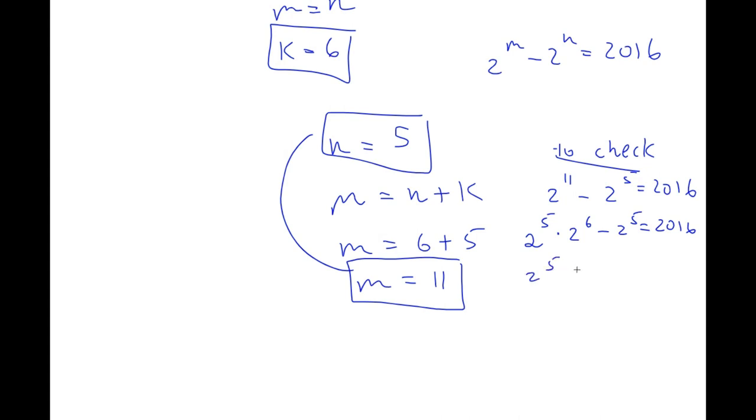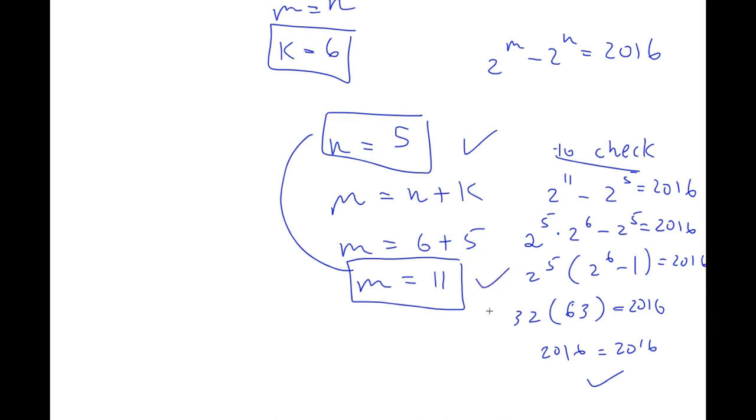Now if I factor out 2 to the power of 5, I get 2 to the power of 5 times 2 to the power of 6 minus 1, equals 2016. Now 2 to the power of 5 is 32. 2 to the power of 6 is 64. 64 minus 1. And now this is equal to 2016. 32 times 63 is 2016. So we have 2016 is equal to 2016, meaning our values for n and m are right.